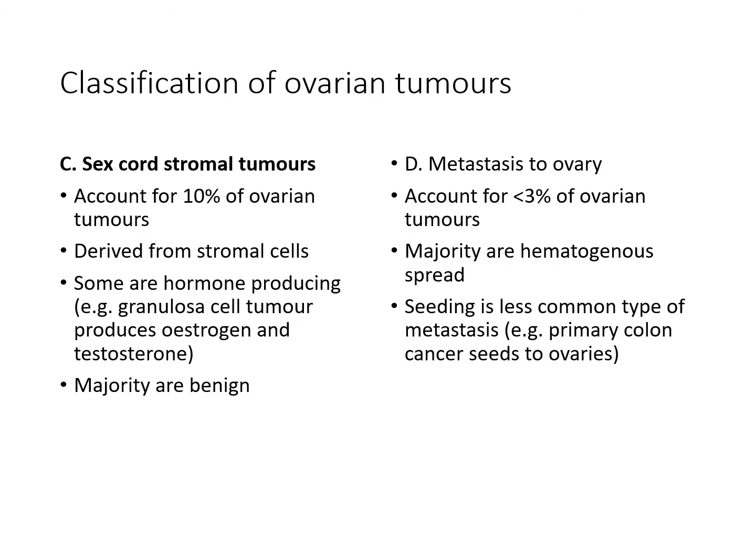Sex cord stromal tumors account for 10% of ovarian tumors, and they are derived from the stromal cells. Some of them produce hormones, such as granulosa cell tumors, and most of them are benign. Another classification of ovarian tumors is metastases, and this accounts for 3% of ovarian tumors. The majority are hematogenous spread, and seeding is a less common type of metastasis.